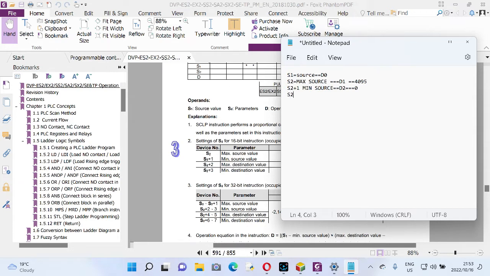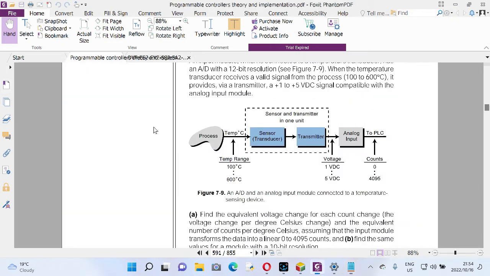It's S2 plus 2, max destination. Max dest, which is, we're going to store this in D3. Our maximum destination is, now we are converting now. So we are done with this one. So this is our destination.